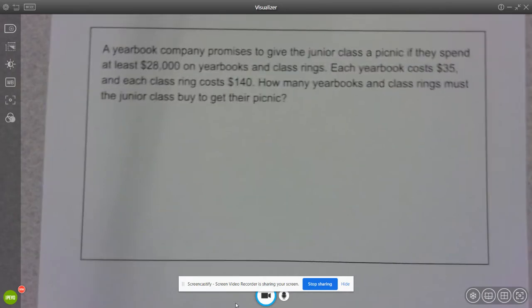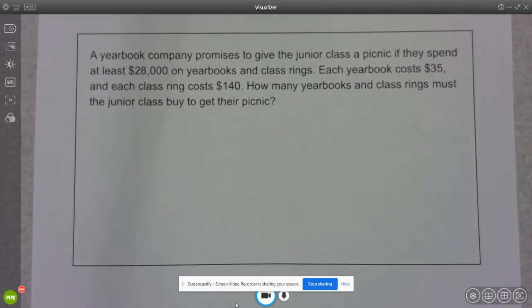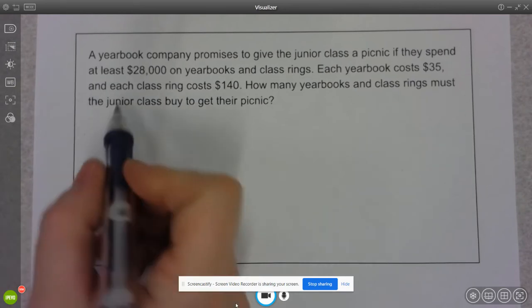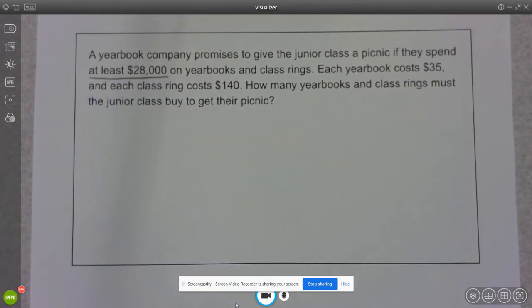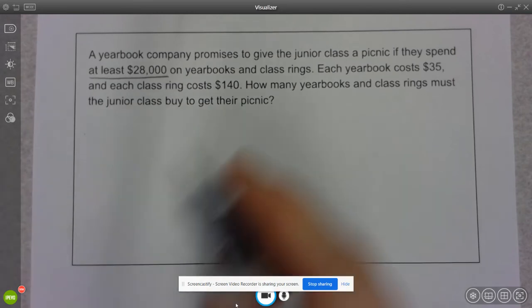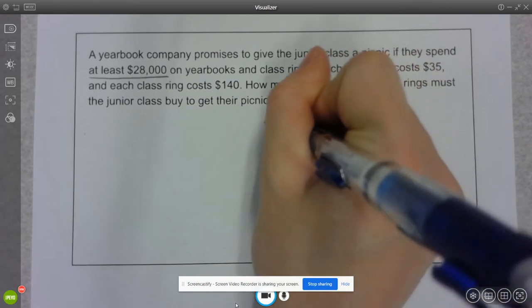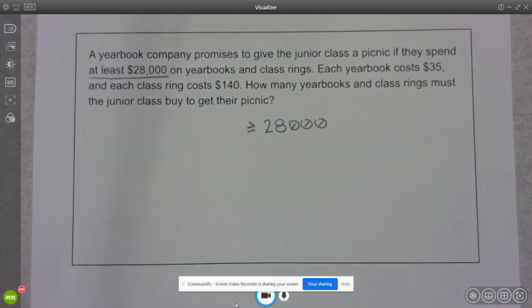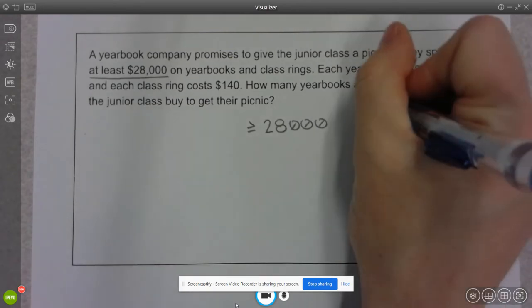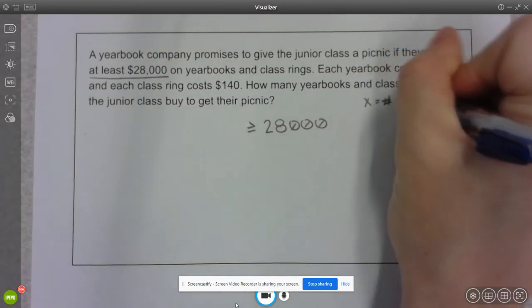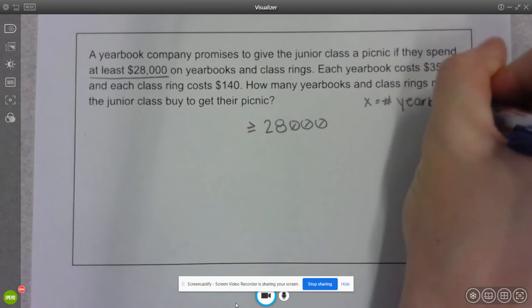Next one we're going to look at here is about a yearbook. So they're giving the junior class a picnic if they spend at least $28,000 on yearbooks and class rings. So that's my minimum. And the way that we're going to get that $28,000 has to be more or exactly $28,000. So a yearbook is 35 and a ring is 140. So I'm going to make X the number of yearbooks and Y the number of rings.